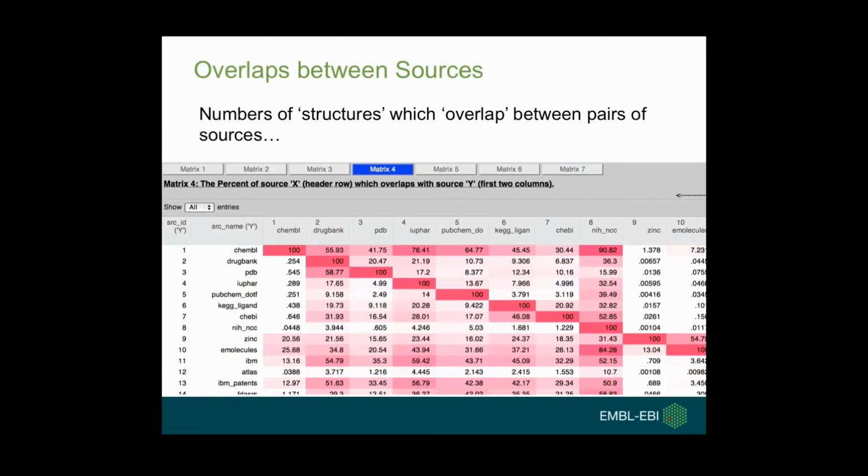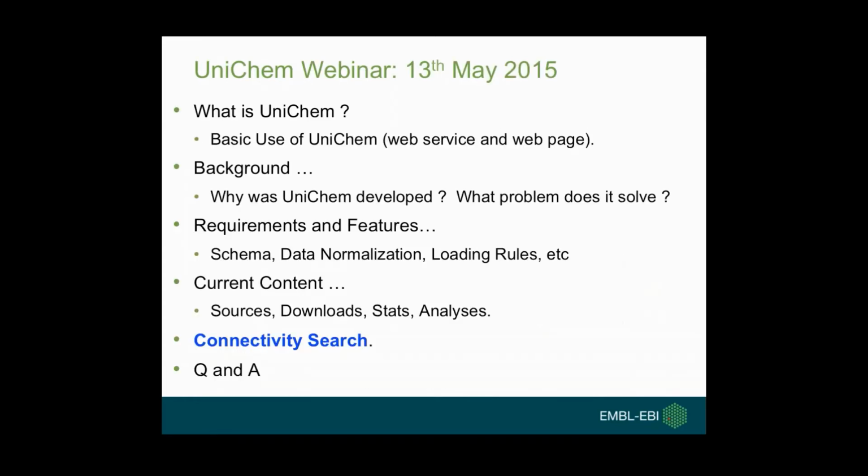The second page is the overlaps page, on which there's a 2D matrix giving the intersect of all sources within UniChem against all other sources. Percentage overlaps and other different parameters are used. Anyway, I'll leave that for people to browse.